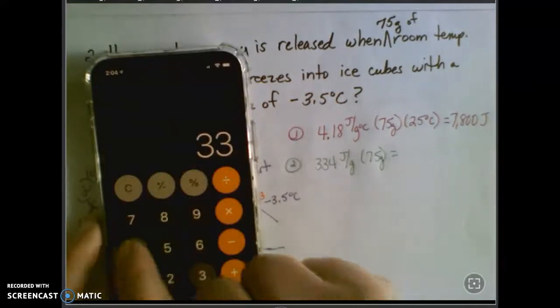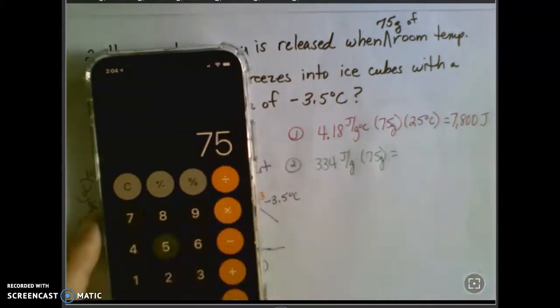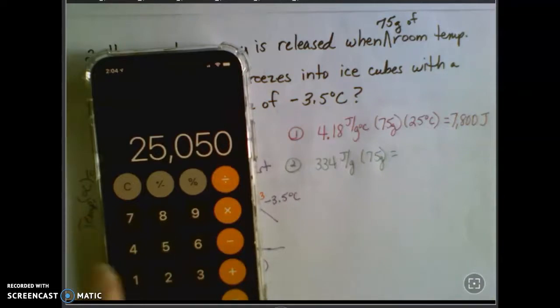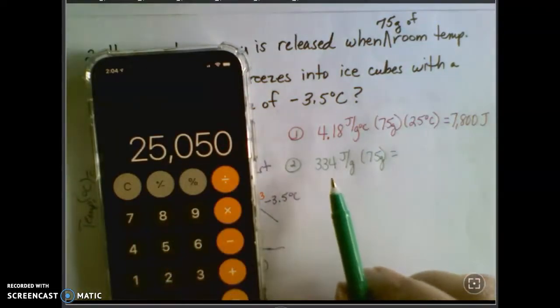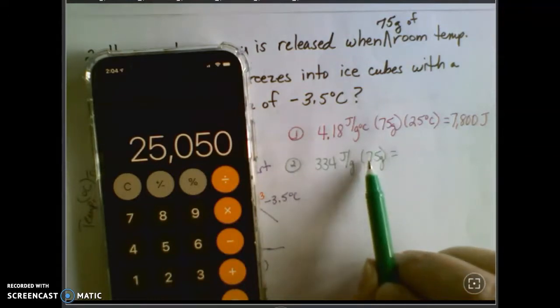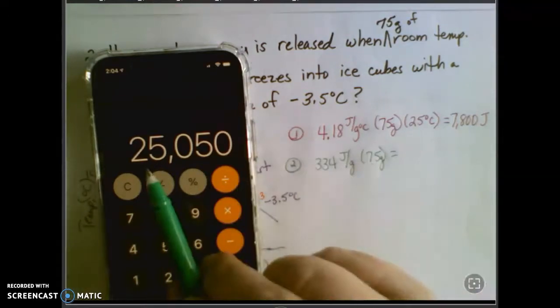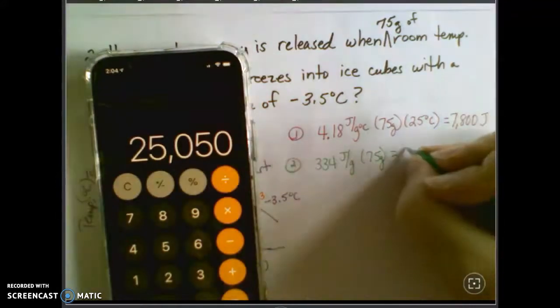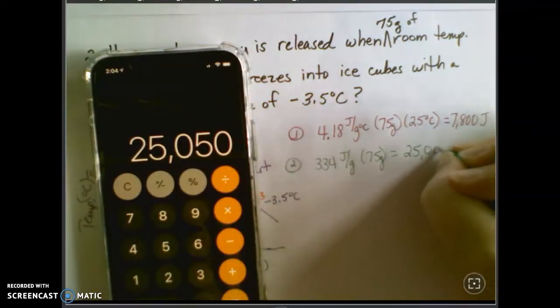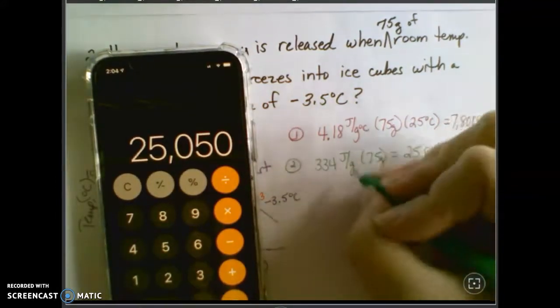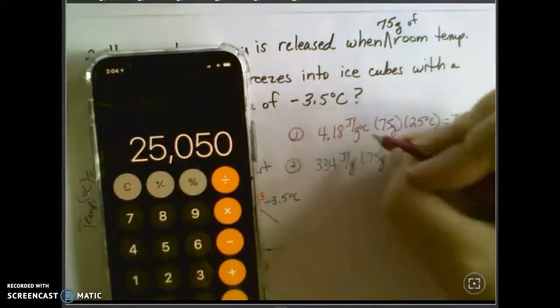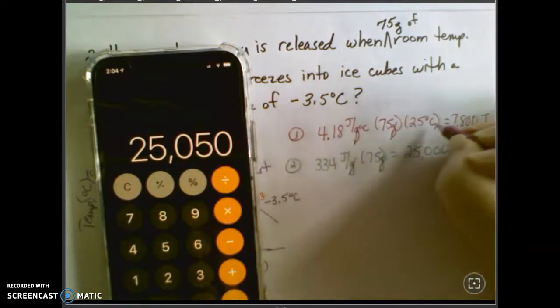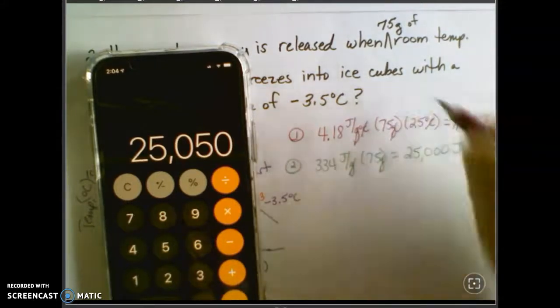So 334 times 75, I get 25,050. Again, I'm looking at sig figs after every step here. So this just has 2 sig figs, so I'm going to round that to 25,000 joules. And again, notice how those units cancel out. In this one, I'm canceling out grams with grams, degrees Celsius with degrees Celsius.